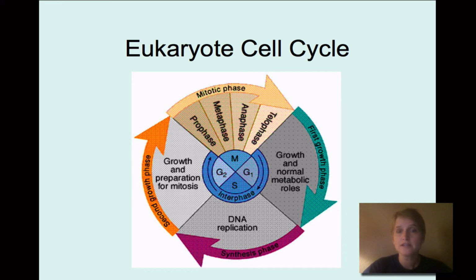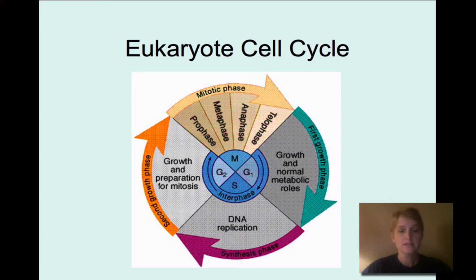Now let's talk about the eukaryote cell cycle. The eukaryote cell cycle and cell division is more complicated because eukaryote cells have more organelles that have to be copied, and they also have more DNA that has to be copied. So instead of a single loop of DNA, we have those chromosomes that have lots of different genes on them, and that all has to be copied correctly in the cell cycle.